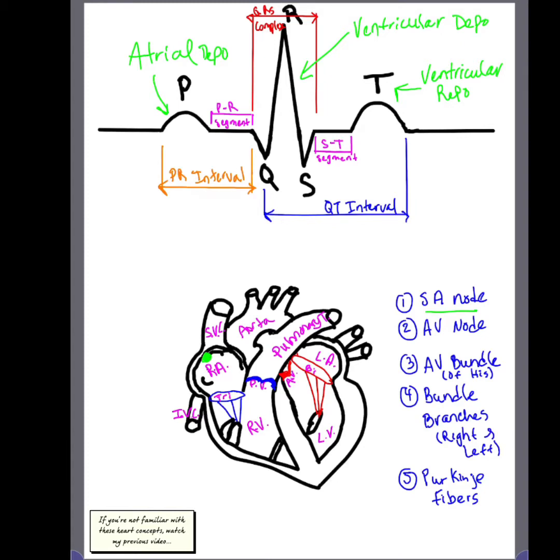Now, we also have these intervals and segments. So for example, the PR interval represents the beginning of the atrial excitation to the beginning of the ventricular excitation. Then the ST segment, which is this part right here, represents the entire ventricular myocardium being depolarized. And then we have the QT interval, which represents the beginning of the ventricular depolarization through the ventricular repolarization.